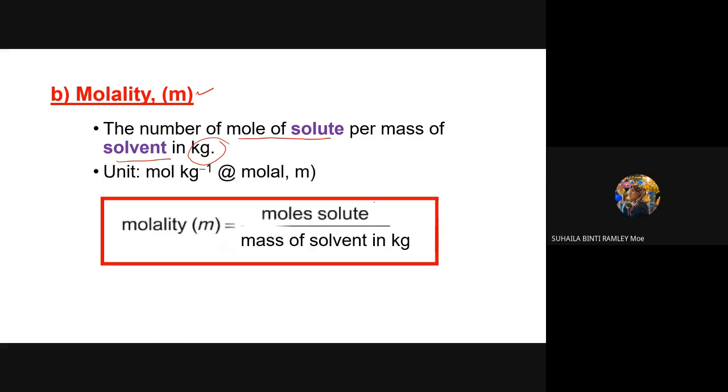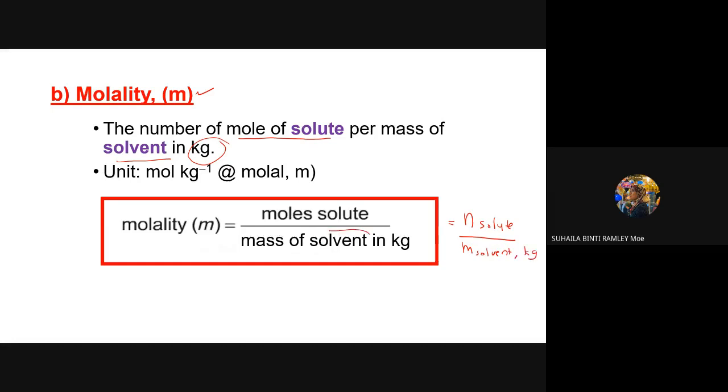Okay, because we get from here, the moles of solute. N is actually the moles of solute over the mass of solvent. So the mass of this solvent must be in kg.